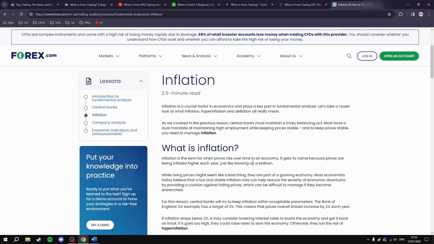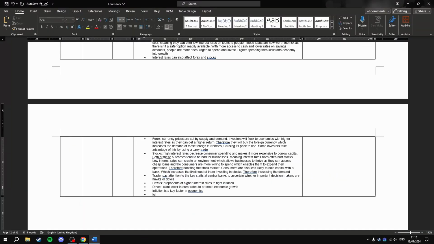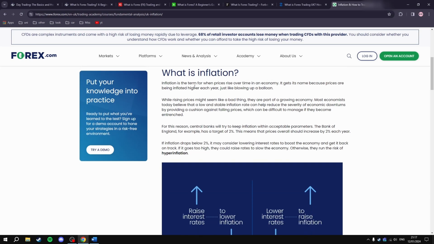As we covered in the previous lesson, central banks must maintain a tricky balancing act. Most have a dual mandate of maintaining high employment while keeping prices stable, and to keep prices stable you need to manage inflation. What is inflation? Inflation is a term for when prices rise over time in an economy.